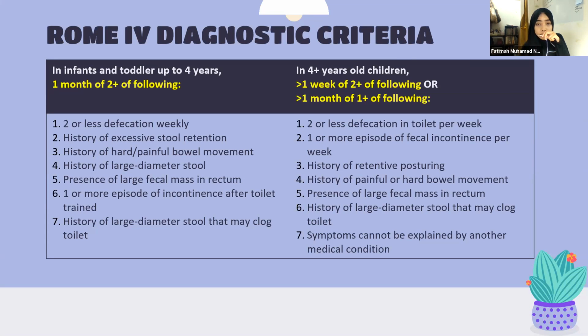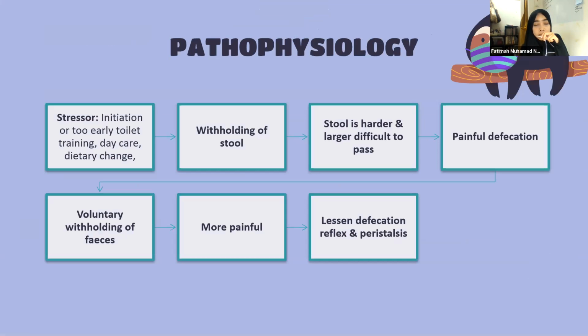Okay, next. So briefly into the pathophysiology of functional constipation. So usually the chronic cause of functional constipation is preceded by an acute stressor. Okay, so this stressor could be, for example, initiation of toilet training, the birth of a sibling, when the child is starting daycare, or maybe even due to abuse or change in diet. Okay, so due to these stressors, the child will withhold the stool, and this can be intentional or subconscious.